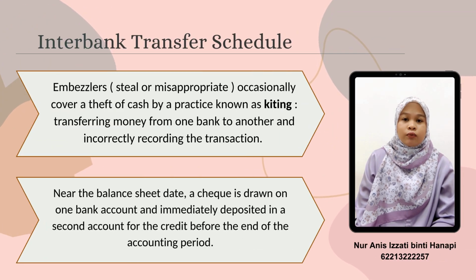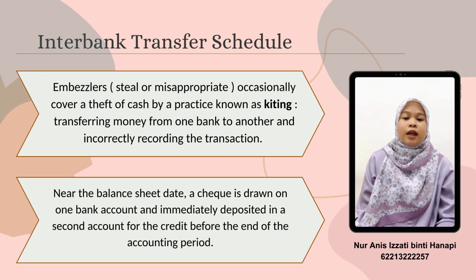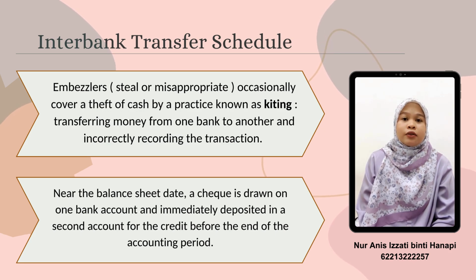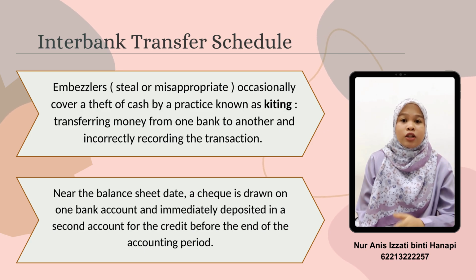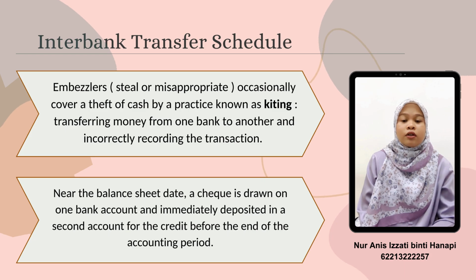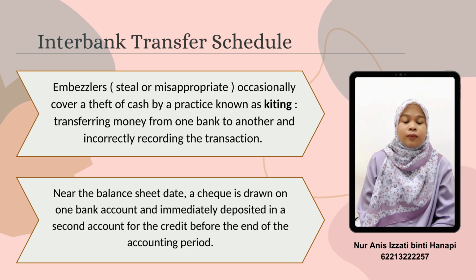In the interbank transfer schedule, the common thing that happens is embezzlement. An embezzler occasionally covers a theft of cash by a practice known as kiting. Kiting is transferring money from one bank to another and incorrectly recording the transaction. A check is drawn on one bank account close to the balance sheet date and immediately deposited in another account for credit before the accounting period's end. This means they take advantage of the float and conceal the cash shortage by exploiting the time required for a check to clear.